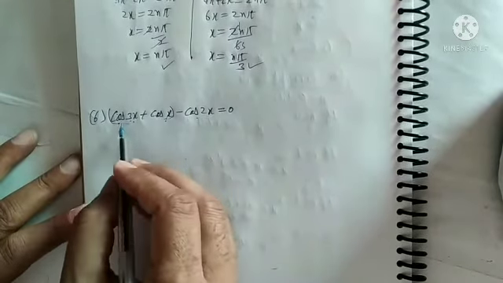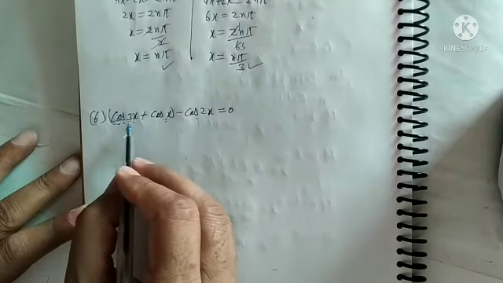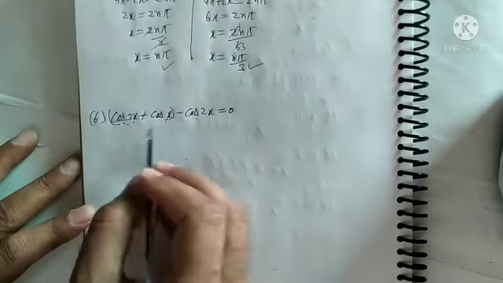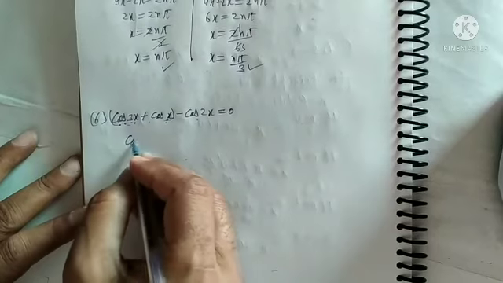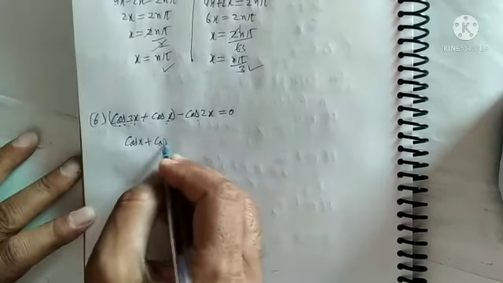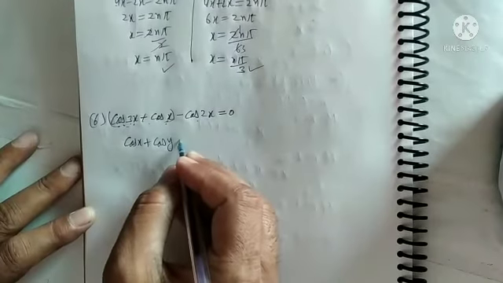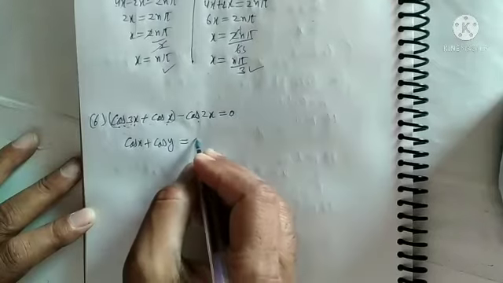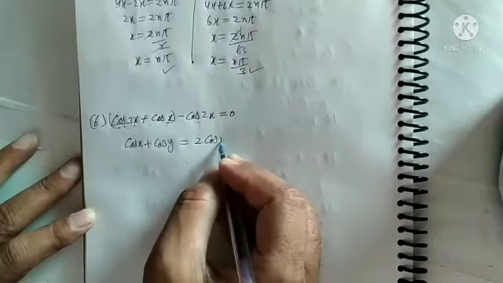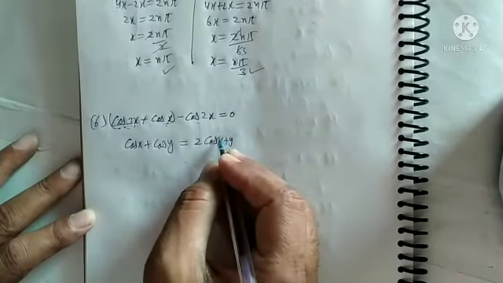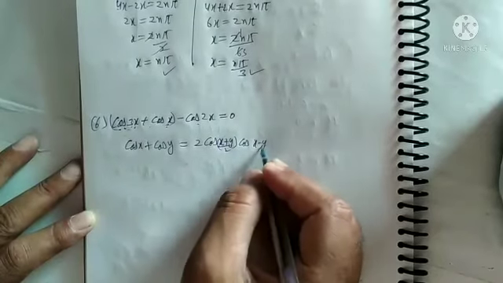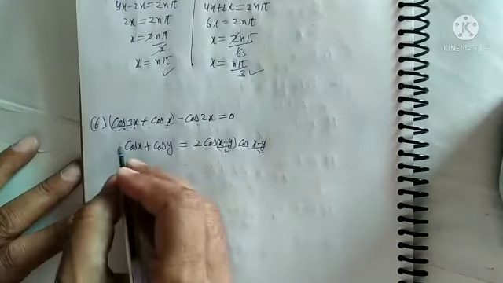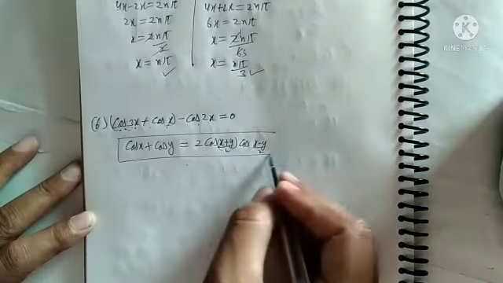Now here you are again observing one identity, cos 3x plus cos x. Which identity? That you know very well. It is like cos x plus cos y. Cos x plus cos y is equal to 2 in one bracket cos of x plus y upon 2, and second cos of x minus y upon 2. This identity, this formula, we are using.